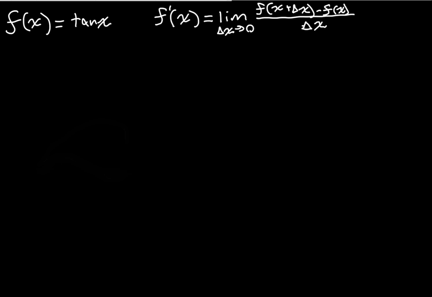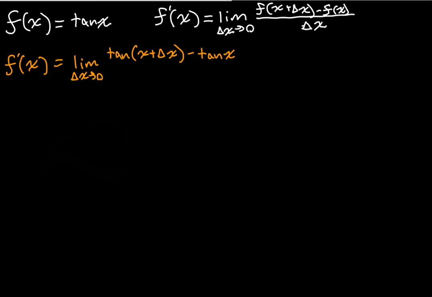But in the case of this function, f of x is tangent of x, so we can write it out instead as the derivative f prime of x of our function is the limit as delta x goes to 0 of the tangent of x plus delta x minus the tangent of x over delta x. And this is going to go pretty similarly to the other videos.